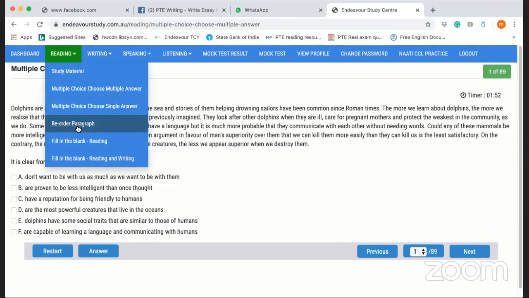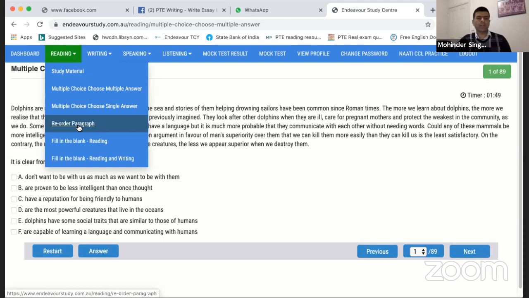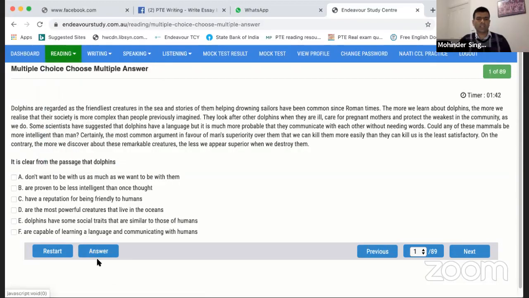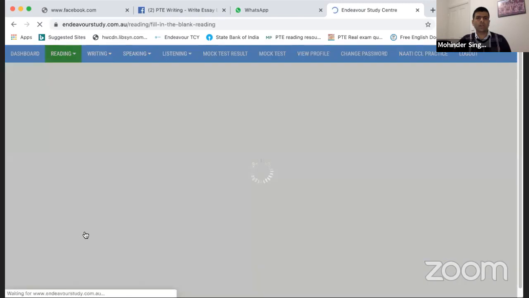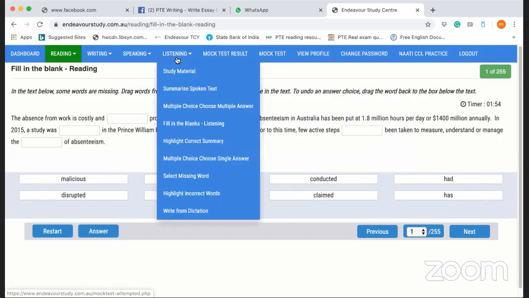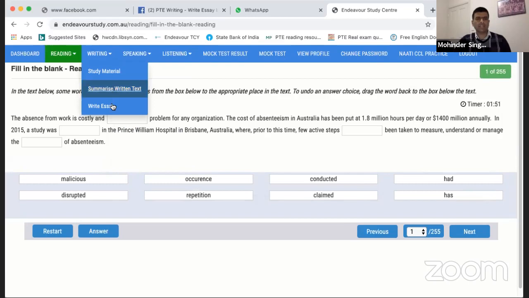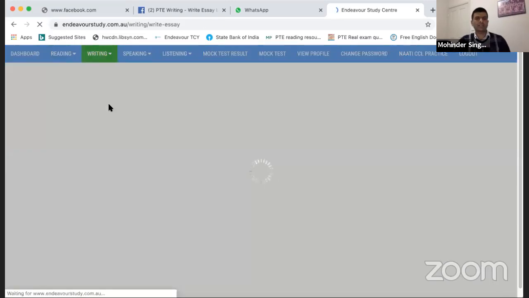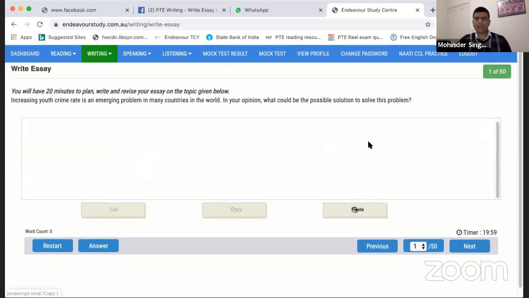So, Yogesh, for reading, for order paragraph we have around 200-300 questions there. Fill in the blanks, we have 300 questions. Reading fill in the blanks, 150. All those questions come with reasoning, not just the question, but also why a particular response is correct and why another is not correct. Similarly in listening. In write essays, we have the topics, and you will write the essay within the time, and then we also have the model answer.